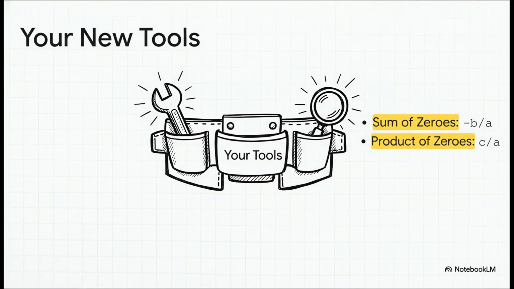So there you have them, your new toolkit. Two simple, incredibly powerful formulas. Now, with just a quick glance at an equation, you can figure out the sum of its solutions and the product of its solutions. This is your new secret weapon for checking your answers and saving time.